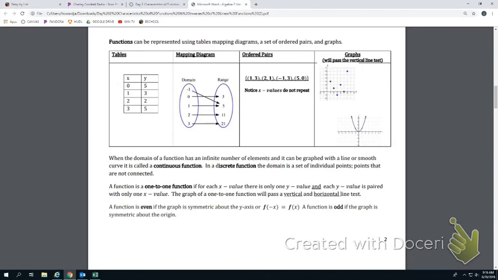Whenever you have a mapping diagram, as long as each x value only has one arrow coming from it, it is a function. If we had this, let's say we had 24, but imagine that's inside that oval, and another arrow coming from 3, that situation right there means that it is not a function.